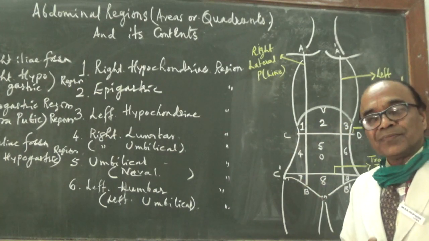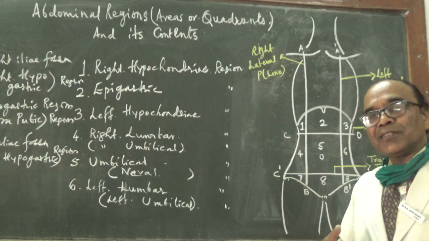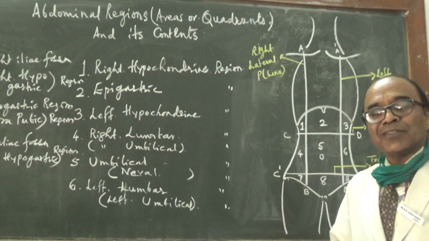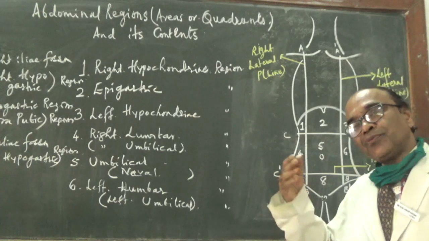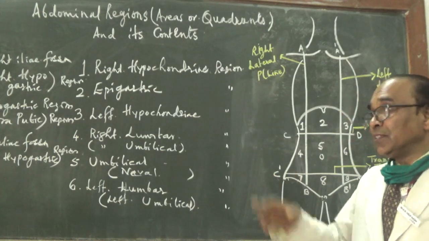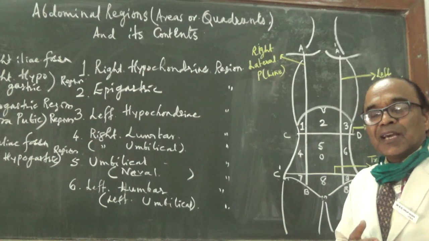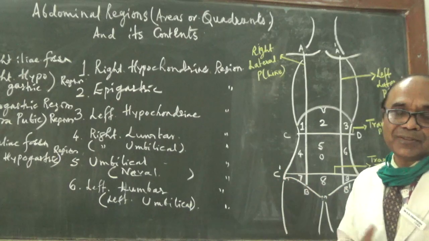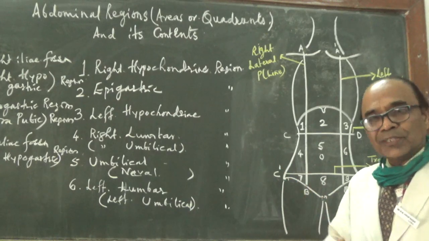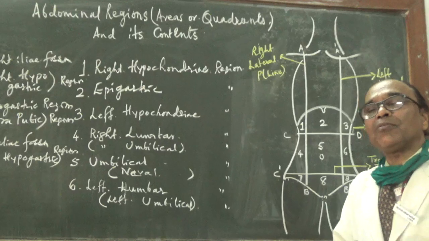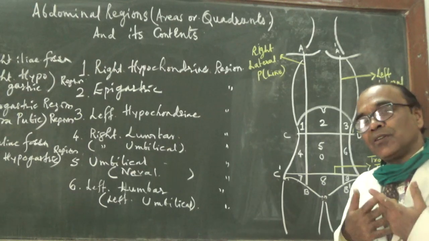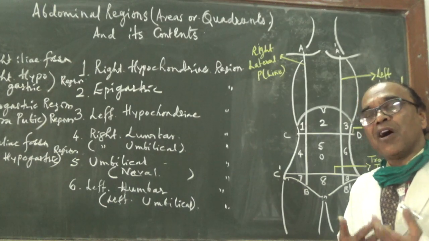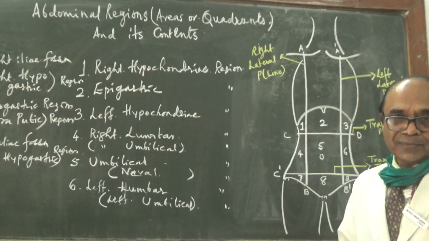So please take it as a homework, or as an assignment on today's topic, that is the content of the quadrants of the abdomen. So you have to work it out, and if you have any problem regarding that, you are very welcome to ask how it has to be dealt with.